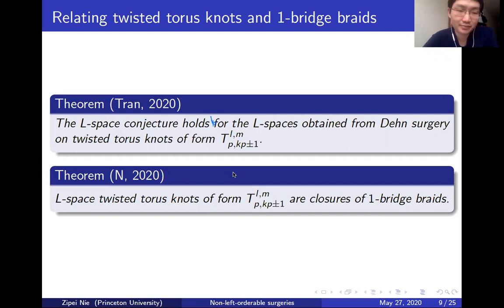Earlier this year, Chen proved that the L-space conjecture holds for L-spaces obtained from Dehn surgery on twisted torus knots T(p,q;r,s), where q equals kp plus or minus 1. This family of knots are 1-1 knots, and they are L-space knots, and we can prove that they are closures of one-bridge braids. The proof is not hard, as we can find their 1-1 diagrams and see they are the same, or we can prove it algebraically using braid words.